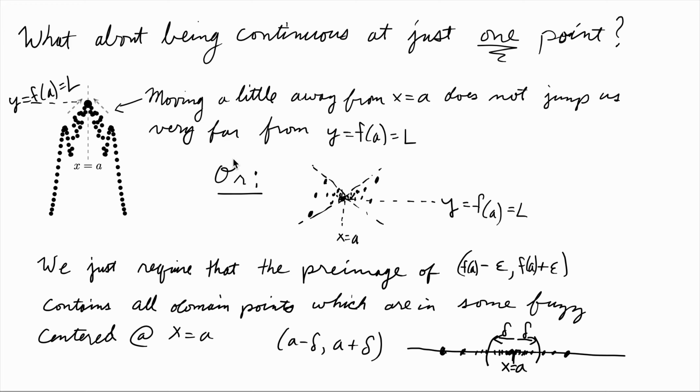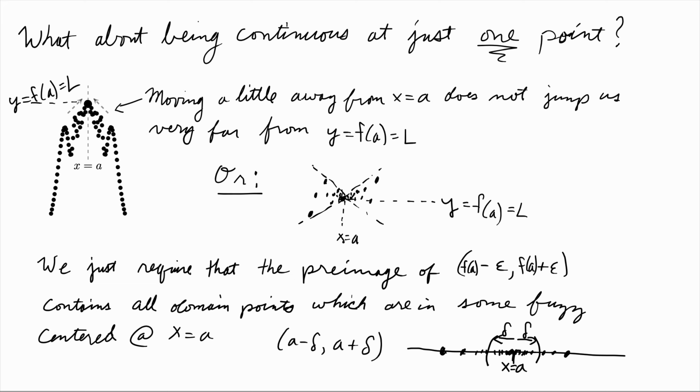Just to get some precision on what it actually means, we're going to require that the preimage of codomain fuzz at L, and we're going to say L is equal to f of A. Because if it's continuous, that's what we want anyway. We're thinking of continuity at one point, so we're only concerned about what's happening as we head up to that one y value, where A is in the domain.